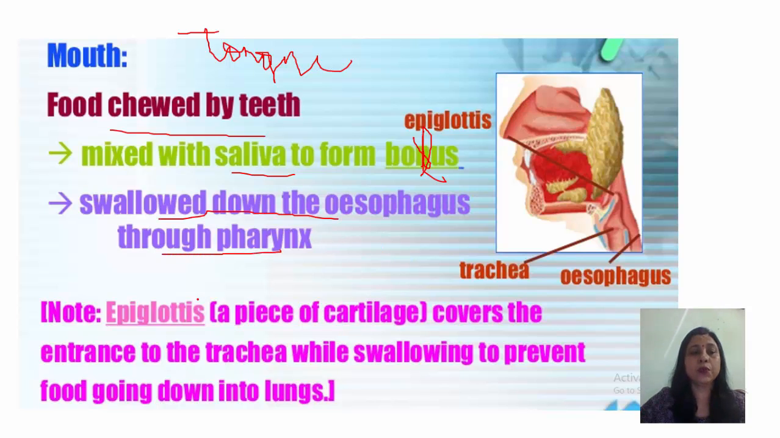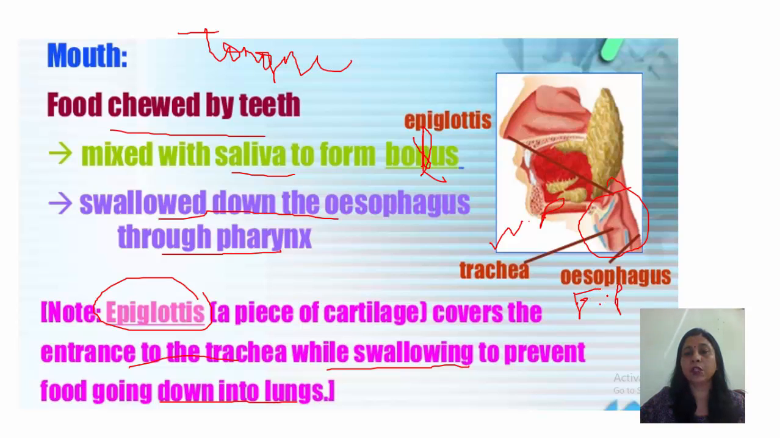Okay, now there is one muscular flap. It's a piece of cartilage, the epiglottis. It covers the entrance to the trachea while swallowing to prevent food going into the lungs. In our neck, there are 2 pipes present. Windpipe, that is the trachea, and the food pipe, that is the esophagus. So whenever we are eating, this windpipe or the trachea is covered with a piece of cartilage which is known as epiglottis.